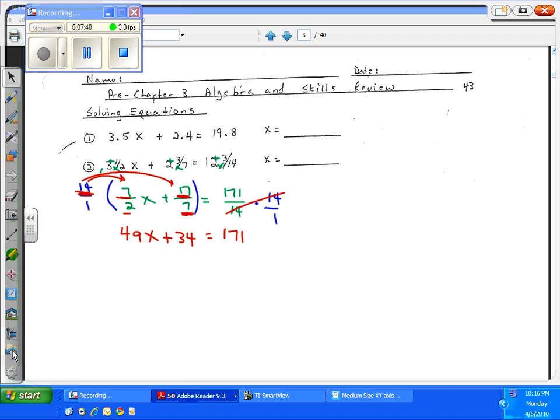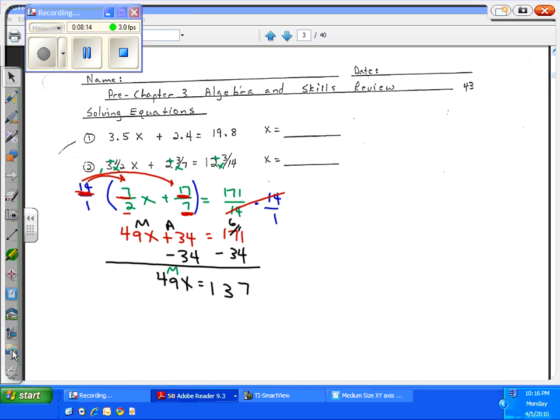We converted those to mixed numerals. We converted those to improper fractions. We then multiplied through by the common denominator. And so now we have whole numbers to deal with. We've got multiplication and addition. We're going to undo addition first by subtraction. And so we're going to have 49x is equal to, we're going to borrow, that makes that a 6, and 11 minus 4 is 7, 6 minus 3 is 3, and a 1.